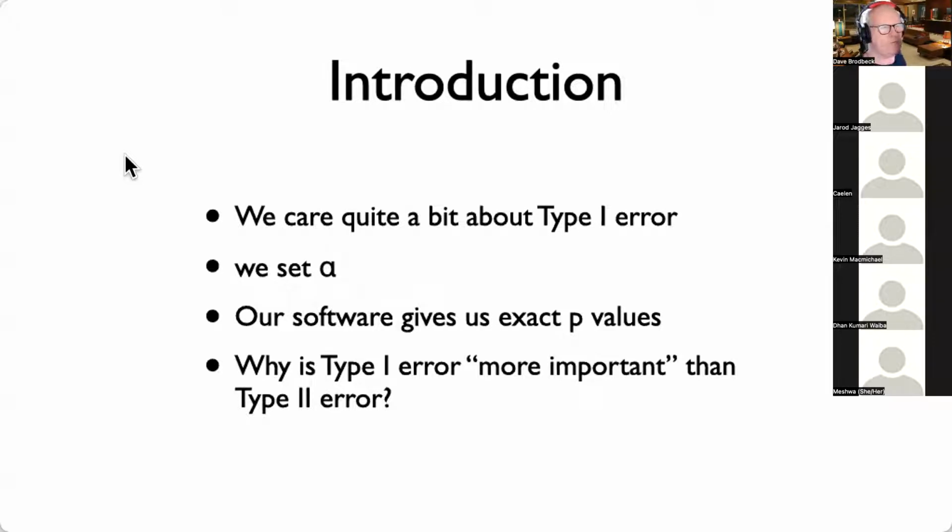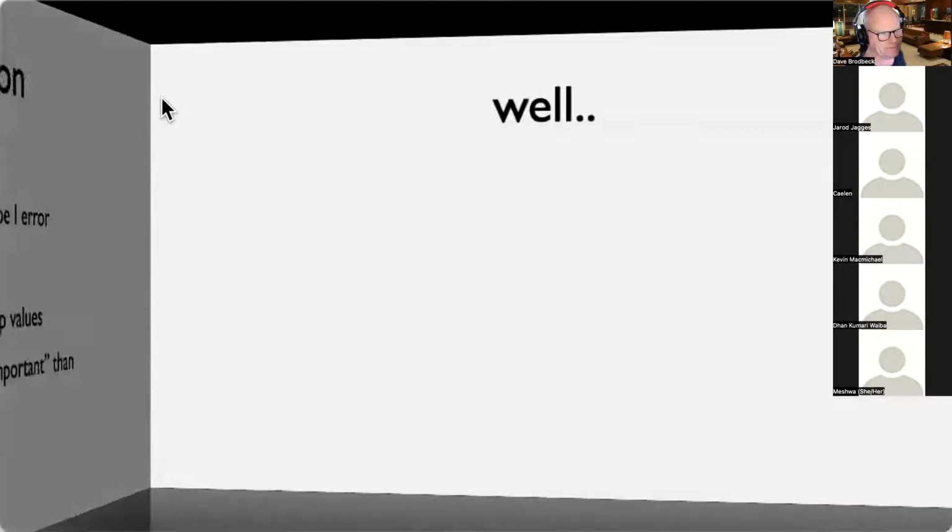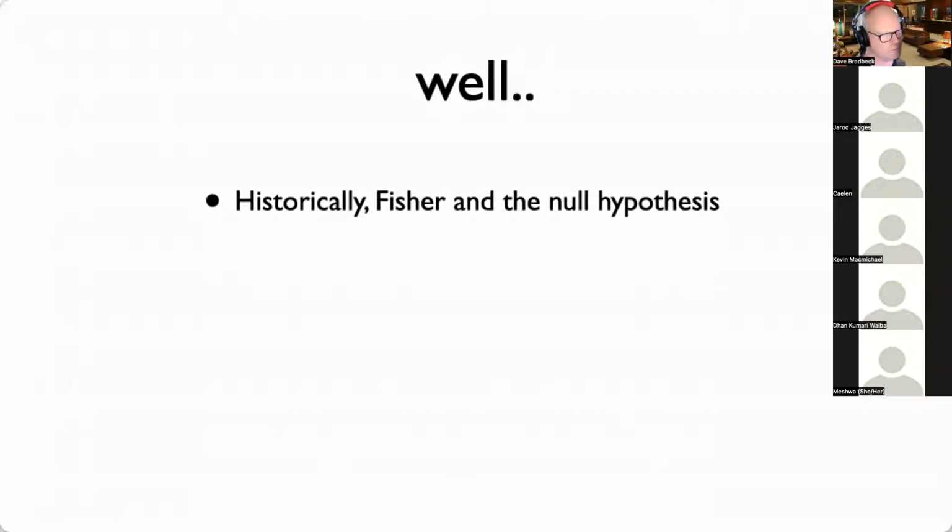Why is a type 1 error more important than a type 2 error? Because we make a really big point of this. We actually are given the probability of making a type 1 error in our outputs of our statistical software. Well, historically, it's partly to do with Fisher and his view of the null hypothesis.